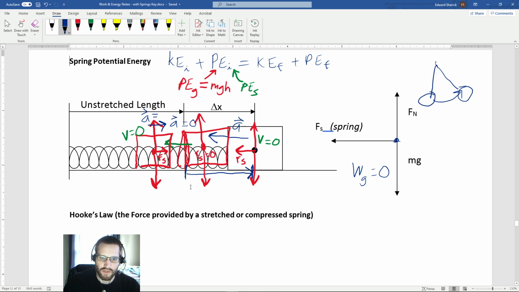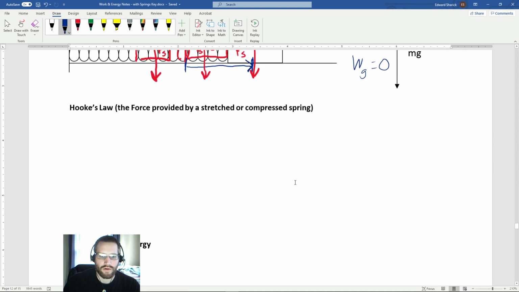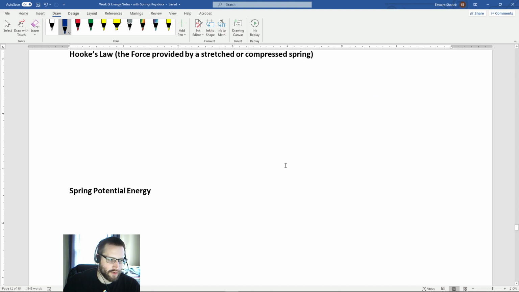Okay, so let's look at how we can get some equations for this so we can solve some of these problems, and we're going to use Hooke's law. If you'll remember from when we studied forces, Hooke's law was the force provided by a stretched or compressed spring. And it was very simply that the force of the spring would equal negative k delta x.